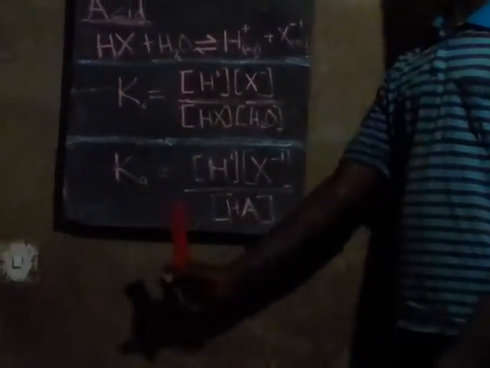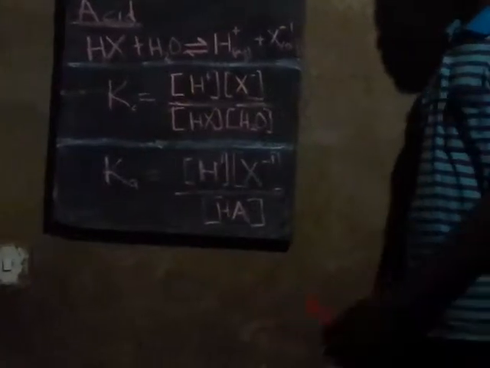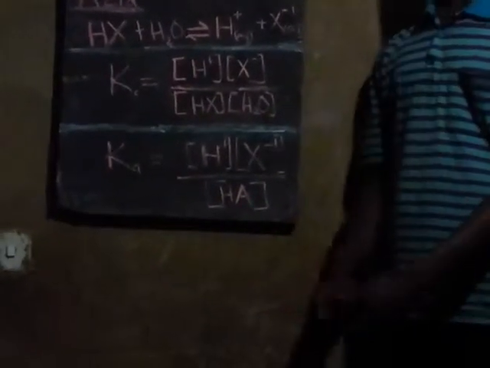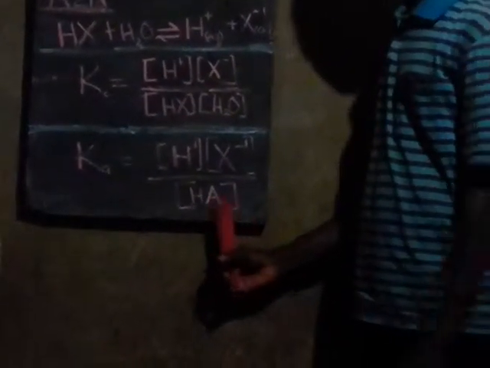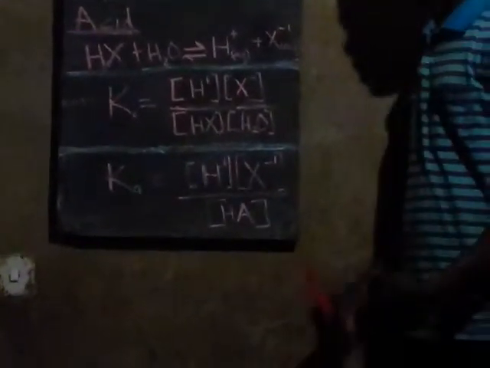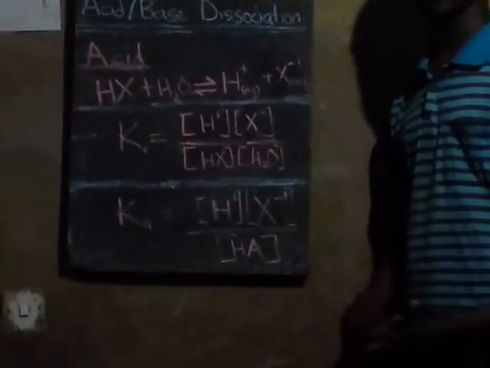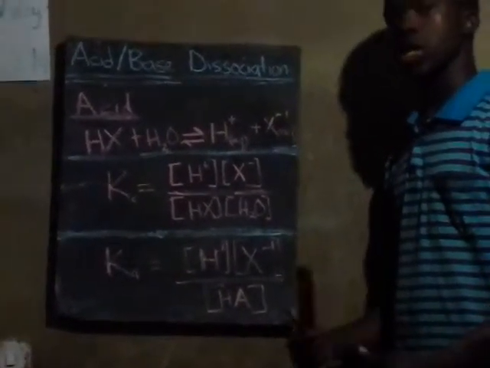This is the equilibrium constant of an acid, which actually quantifies the degree of dissociation of an acid. If this Ka is higher, that implies that the strength of the acid is high. If it is low, then the strength of the acid is also lower.